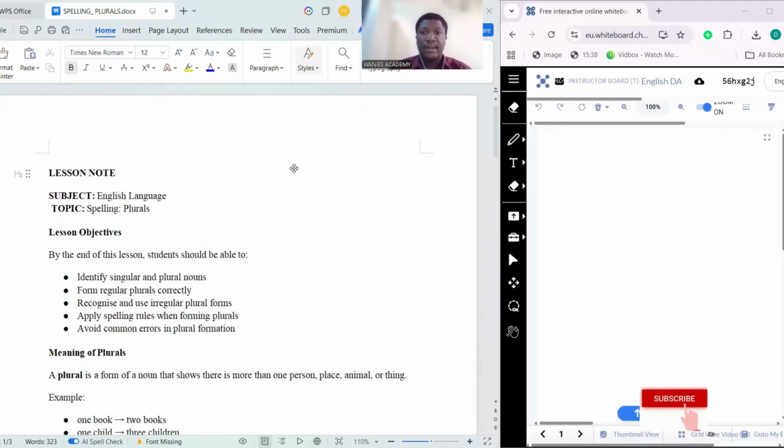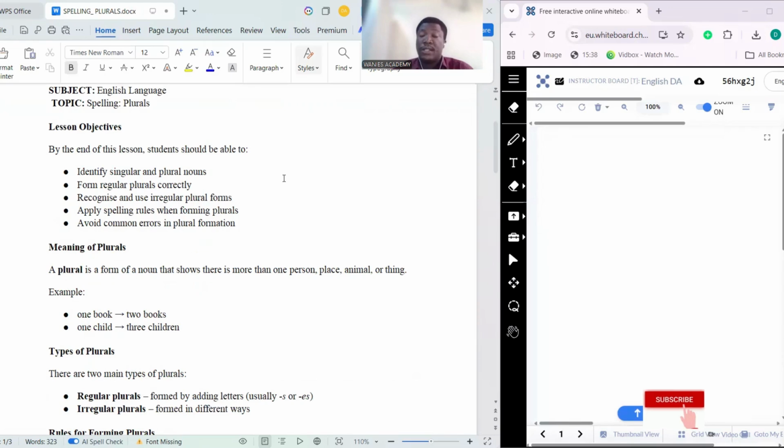Today we're going to be talking about spellings with a specific focus on plurals. By the end of this lesson, you should be able to do the following. The first is to identify singular and plural nouns. The second is to form regular plurals correctly. The third is to recognize and use irregular plural forms. The fourth is to apply spelling rules when forming plurals. And the final is to avoid common errors in plural formation.